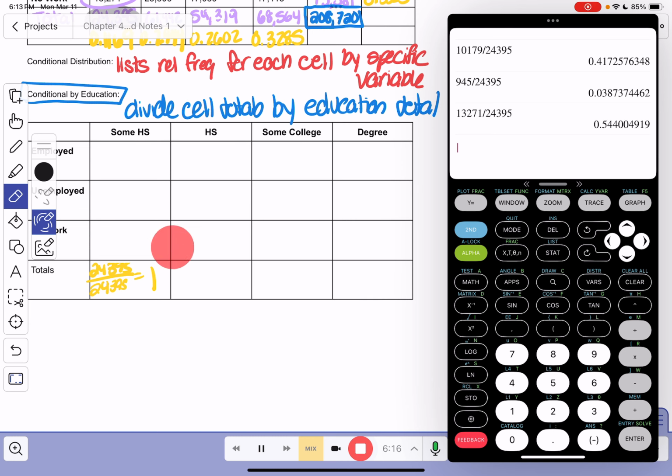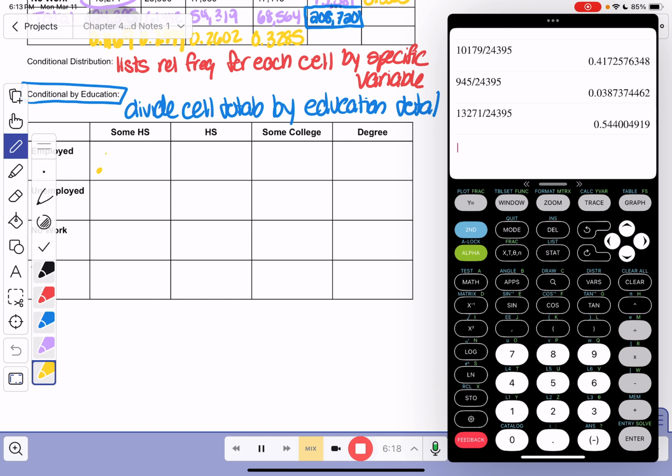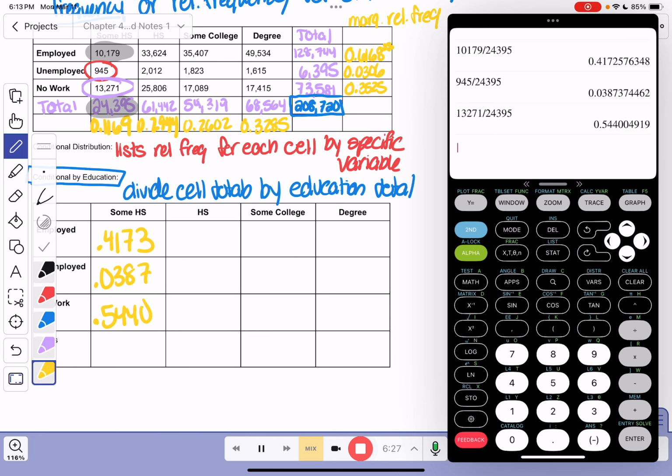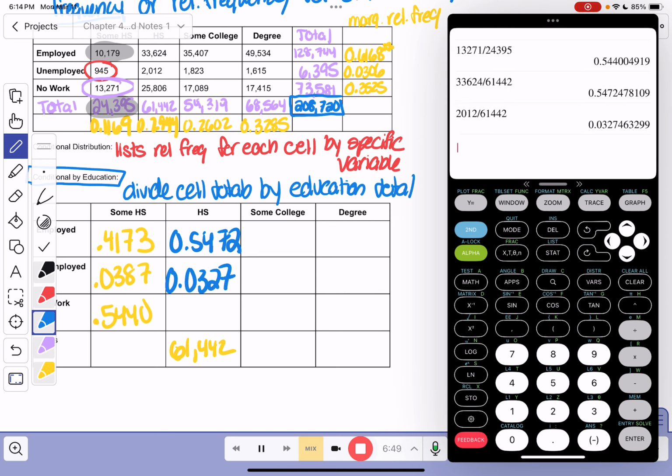All right, I'm just going to save room here. So this was 0.4173, 0.387, 0.5440. And then if we kept going for this column, we're going to divide everything by 61,442. So we would get 0.5472, 0.327.